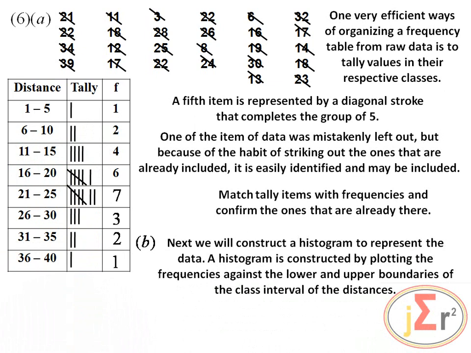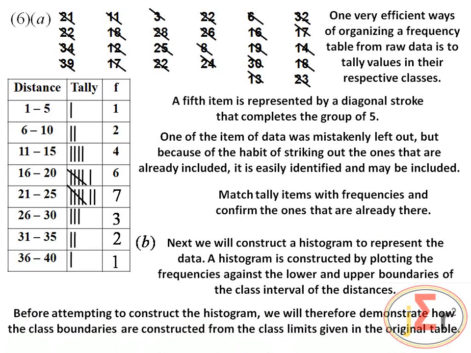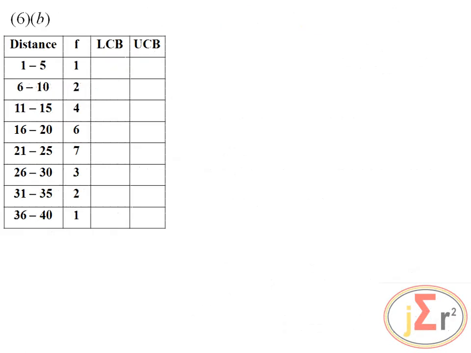Next, we will construct a histogram to represent the data. A histogram is constructed by plotting the frequencies against the lower and upper boundaries of the class intervals. So we will use the lower and upper boundaries, but those we will have to calculate from what we have here, and these that we have in this column are the class limits. Before attempting to construct the histogram, we will demonstrate how the class boundaries are constructed from the class limits given in the original table. So let us go to the boundaries.